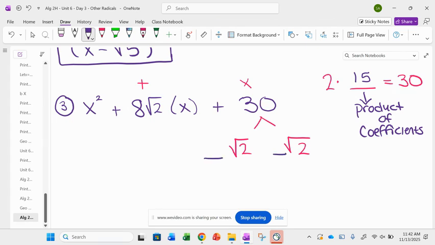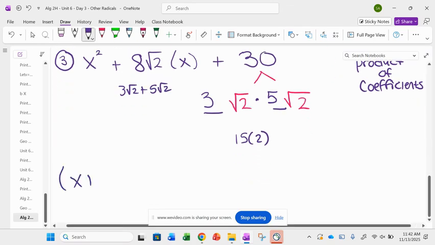Now, the two coefficients also have to add to what number? 8. So what will multiply to 15 but also add to 8? 3 and 5. Signs, positive, negatives, what do we think? Positives, because everything is positive. So let's check this. We have 3 root 2 times 5 root 2. That's going to be 15 times 2. Is that 30? Yep. And then we have 3 root 2 plus 5 root 2. Is that 8 root 2? Yeah. So we got our guesses. So we're x plus 3 root 2 and then x plus 5 root 2.